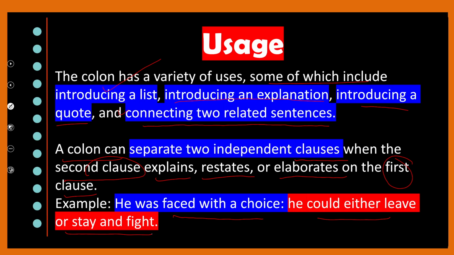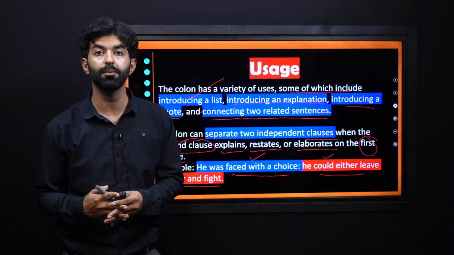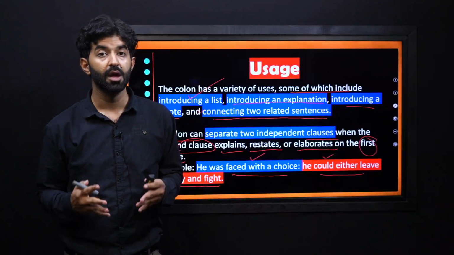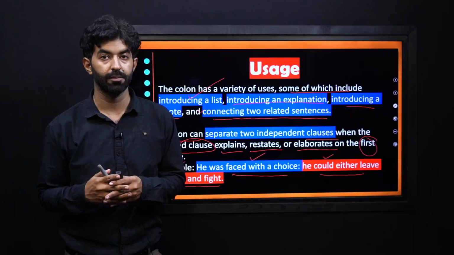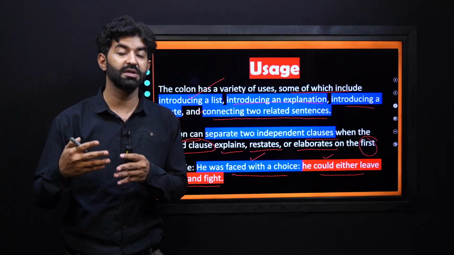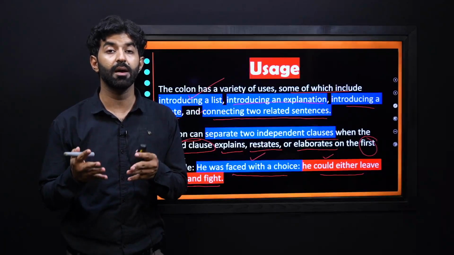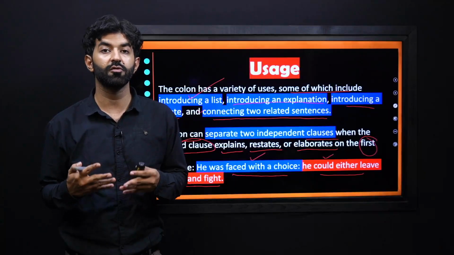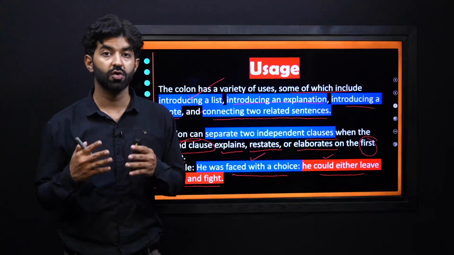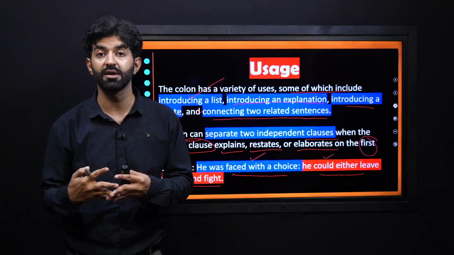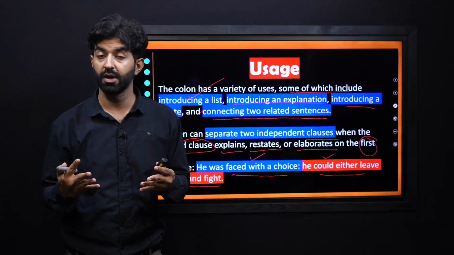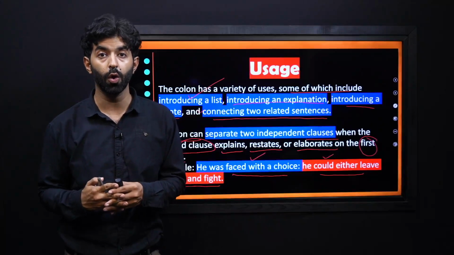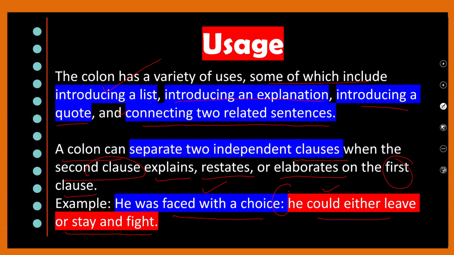Now we know that this sentence has two clauses and they are independent, because independently, if you take them, they make a very good sense. But they are separated by a colon. And the second clause is actually a part of the first clause, and it is explaining and restating the first independent clause. So in this way, we know that these two sentences are related, and when it comes to that, we use our colon, just like we used over here.